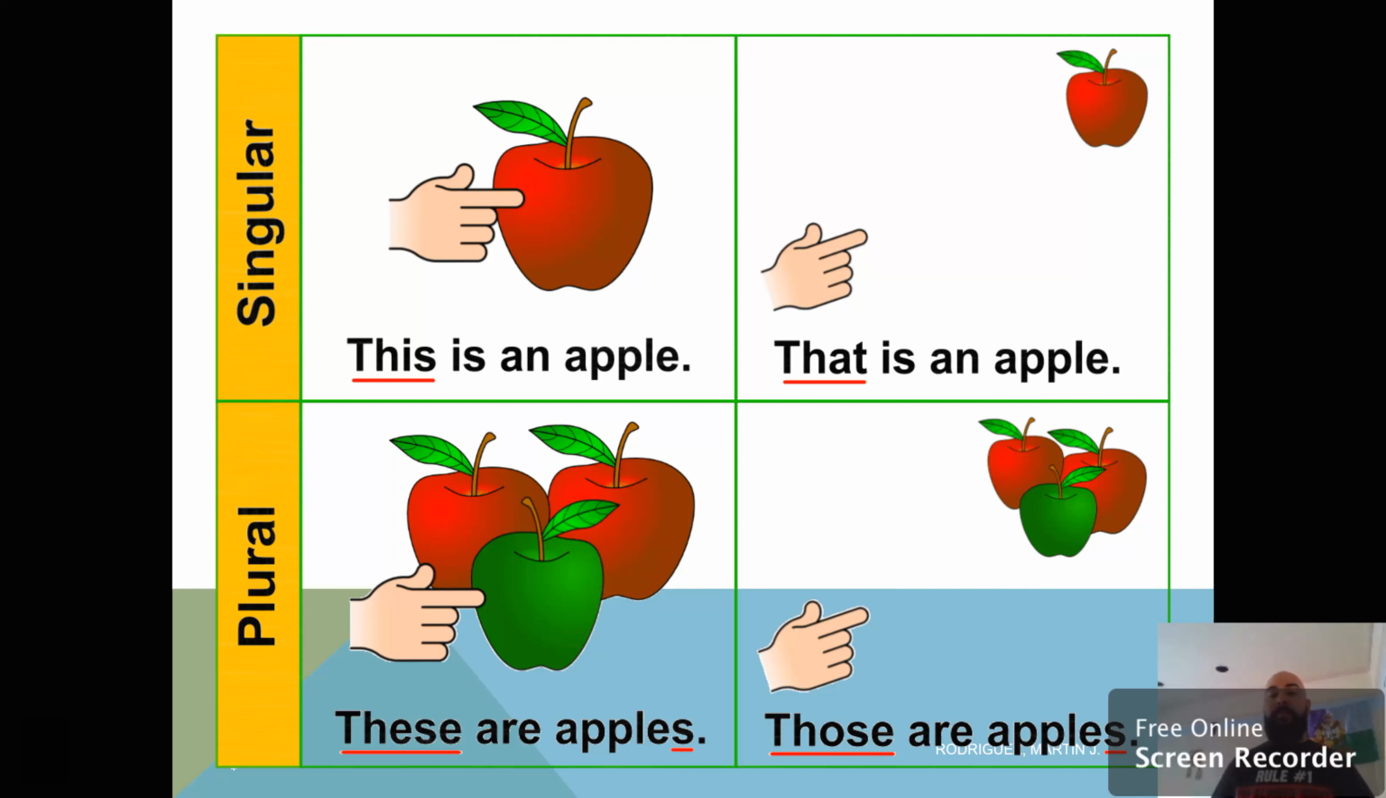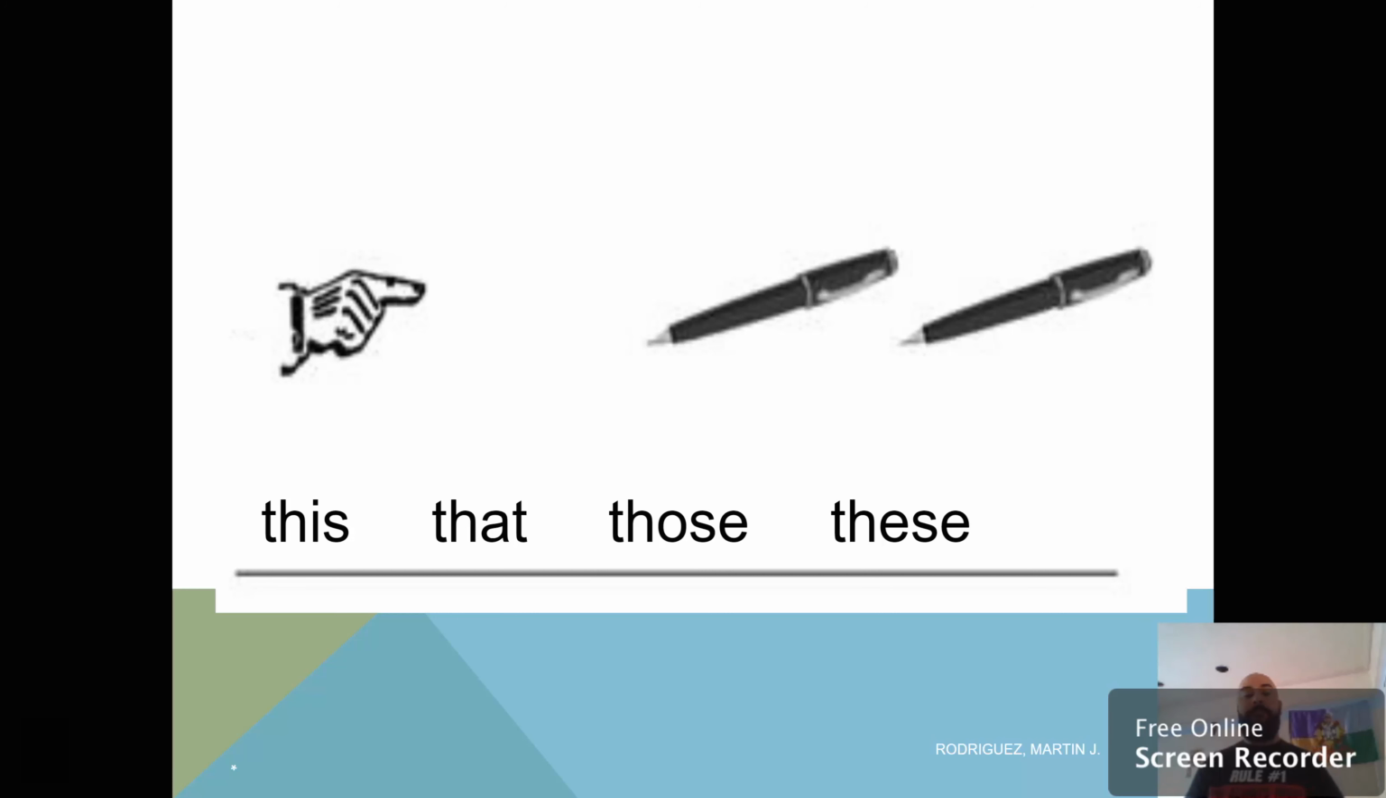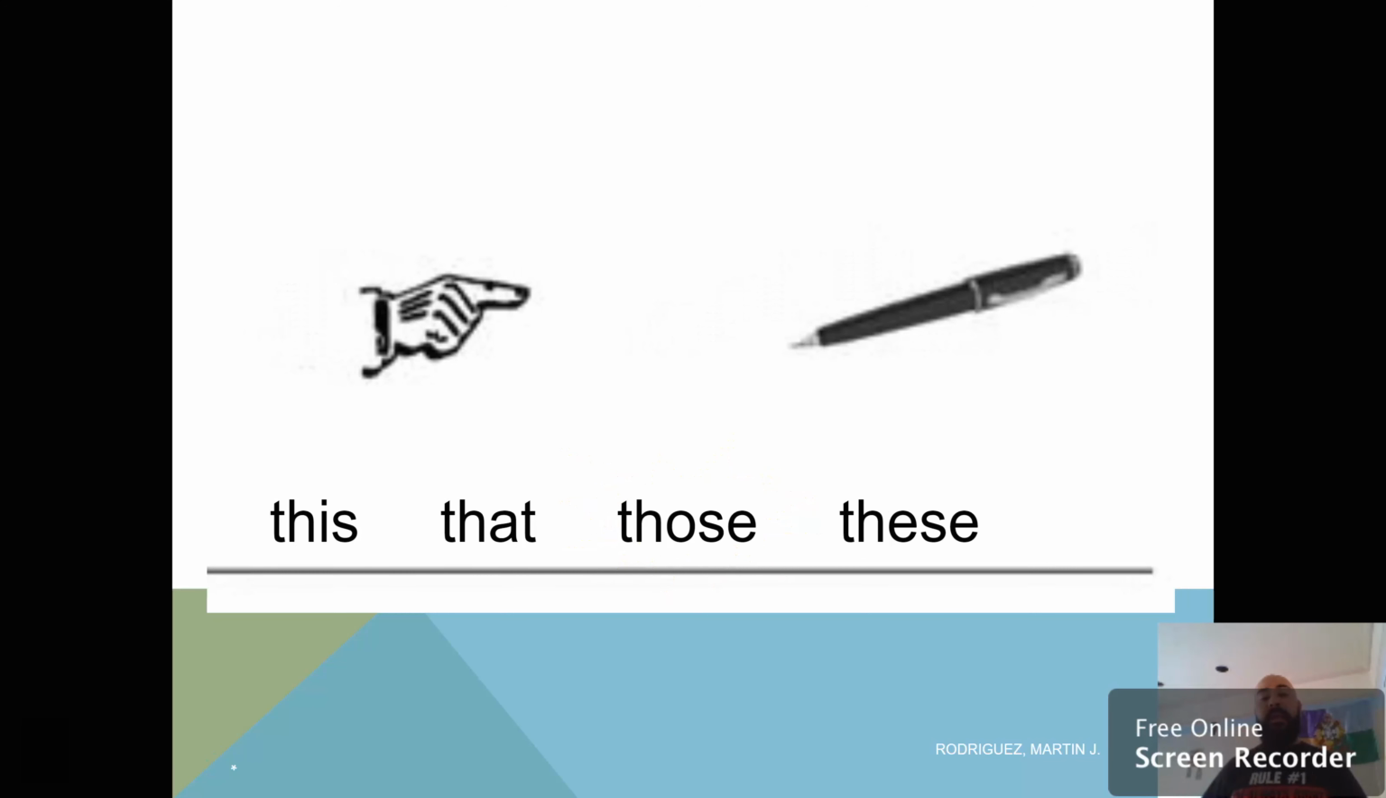This is an apple. That is an apple. These are apples. Those are apples, right? And also we have this, that, those, or these. So in this case, we are going to use those, right? Because it's far. Those, excuse me, because with those, we have two things and they are far. And also in this case, we have only one, so we are going to use that, right?